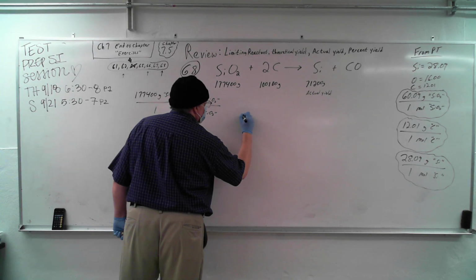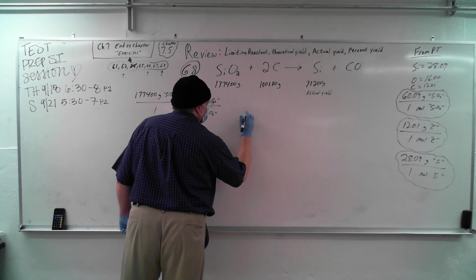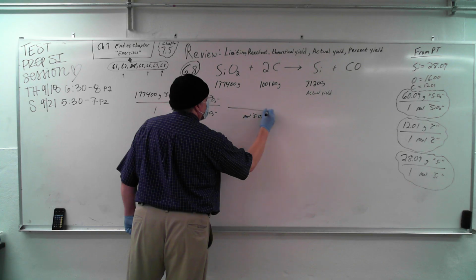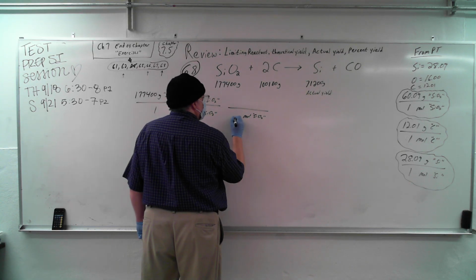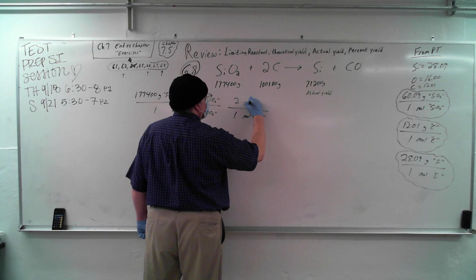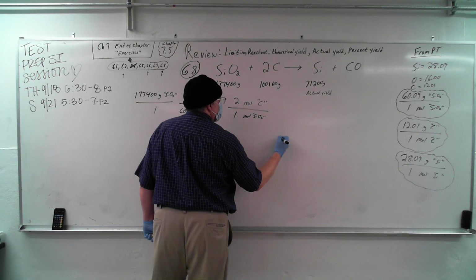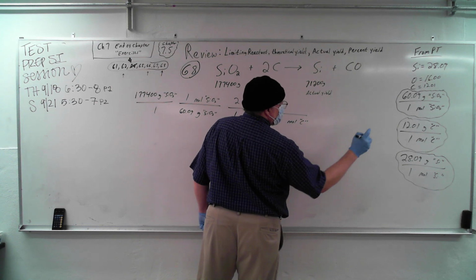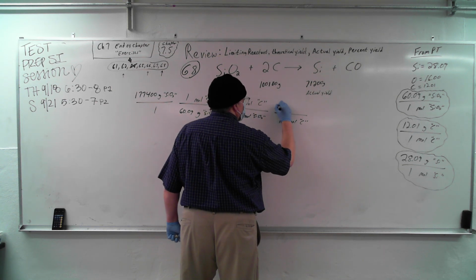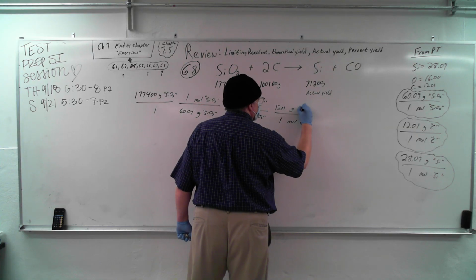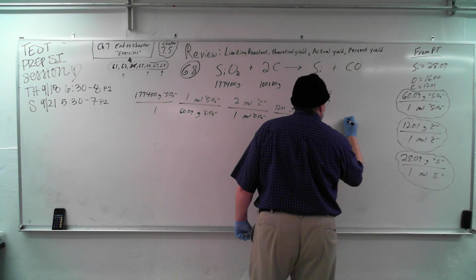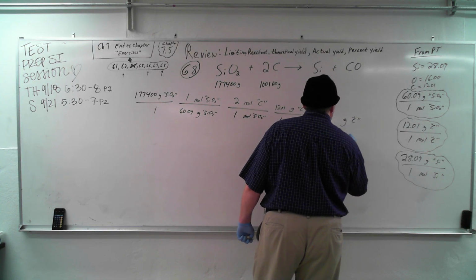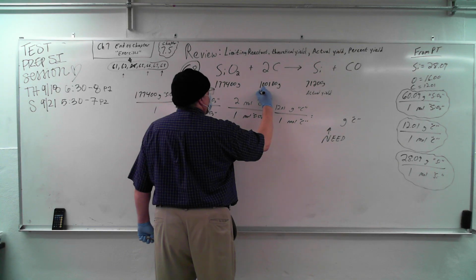Moles of SiO2 goes on the bottom. 1 mole of SiO2 to 2 moles of carbon. Now we need moles of carbon on the bottom. And we're going to use this. 1 mole of carbon is 12.01 grams of carbon. That's going to give us grams of carbon. This is what we need. This is what we have.